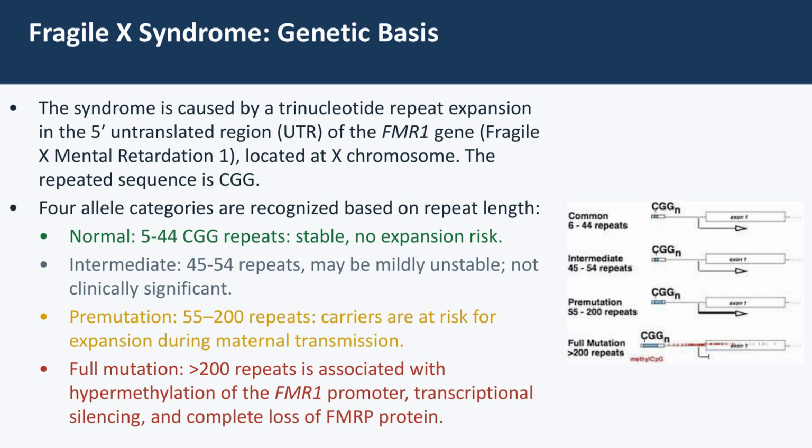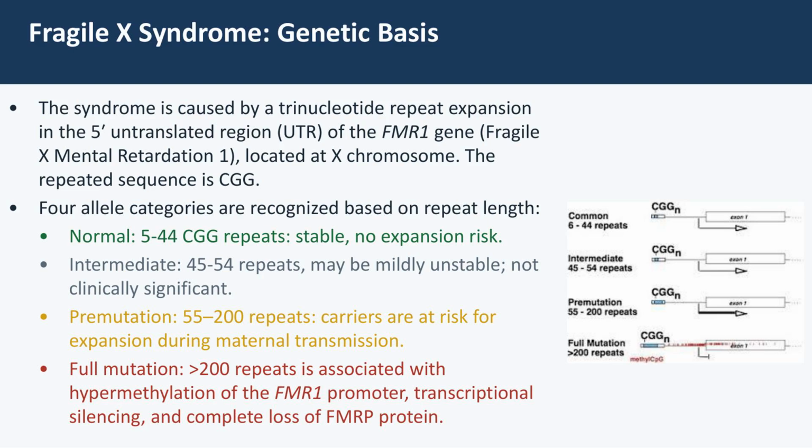There are four allele categories based on repeat length: normal, intermediate, pre-mutation, and full mutation. Normal alleles have 5 to 44 CGG repeats and are stable. Intermediate alleles have 45 to 54 repeats and may be unstable but are not clinically significant. Pre-mutation alleles with 55 to 200 repeats pose a risk for expansion during maternal transmission.